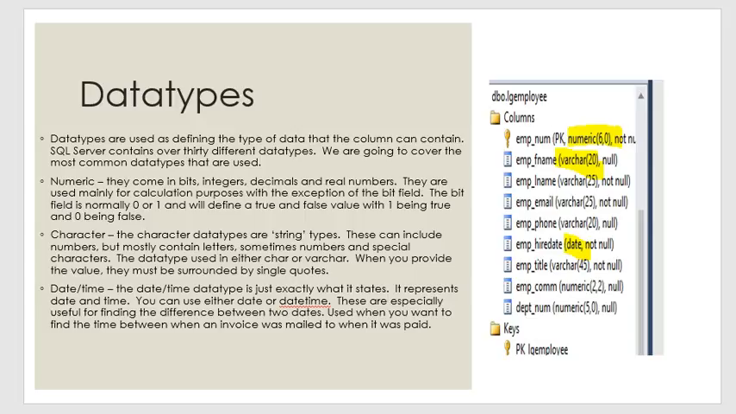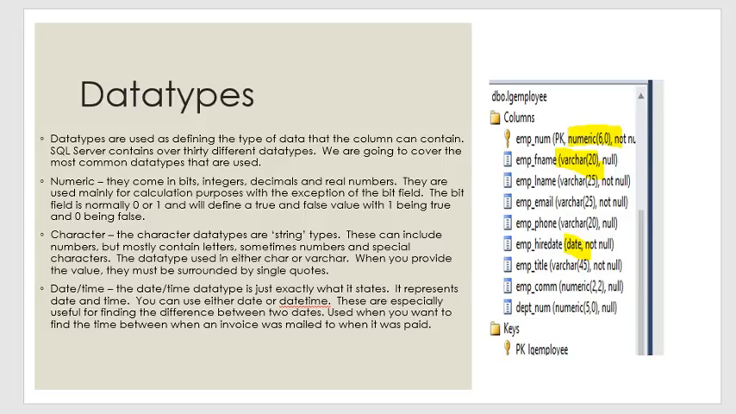Then we have character types, which are string types, usually the varchar and the char characters. Varchar is varied. It can go up to 20 characters. The character field is set or fixed, which means it's got that number of characters in it. And they're string types. And when you provide the value, it's going to have single quotes.